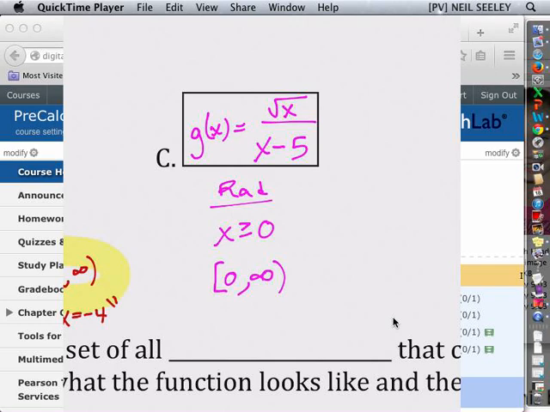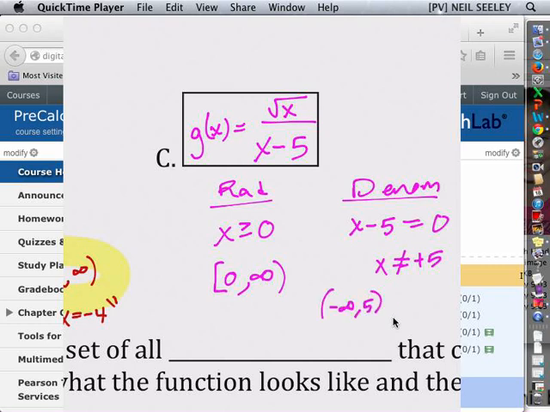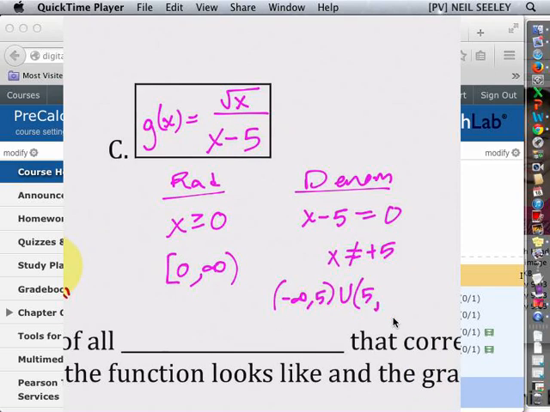The denominator, that's another issue. That one, x minus 5, we got to make sure, when would it be 0? Solve it. Get positive 5. Cross out the equal because it cannot be that thing. And then we do our interval notation. So everything but 5. Negative infinity to 5, union 5 to infinity. Like that one?